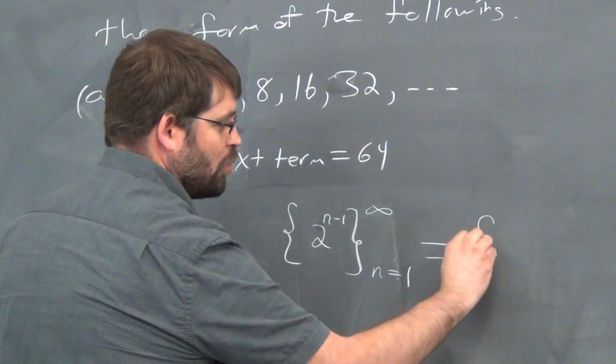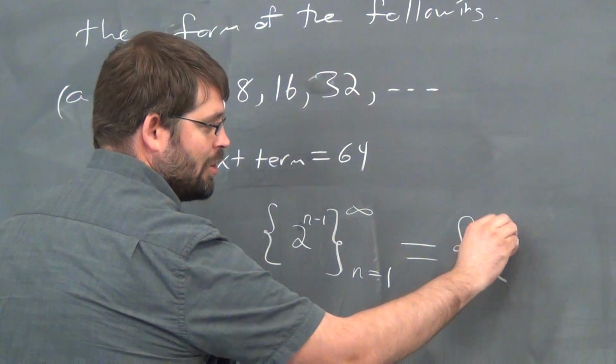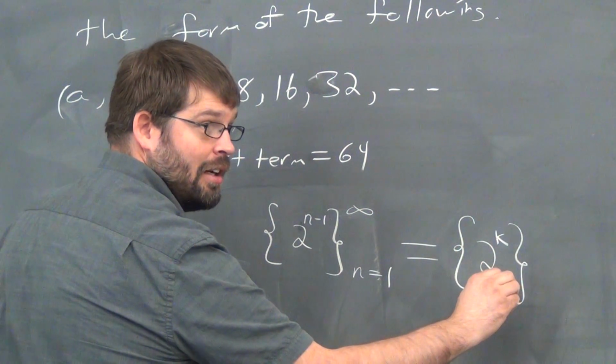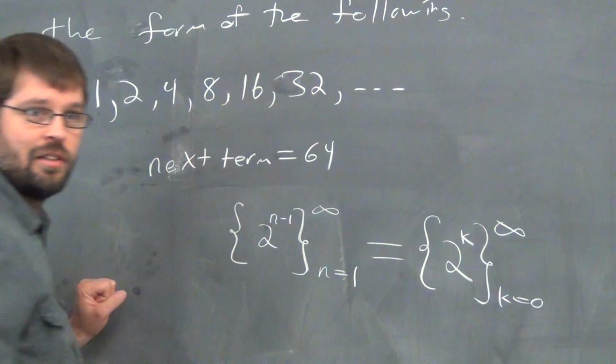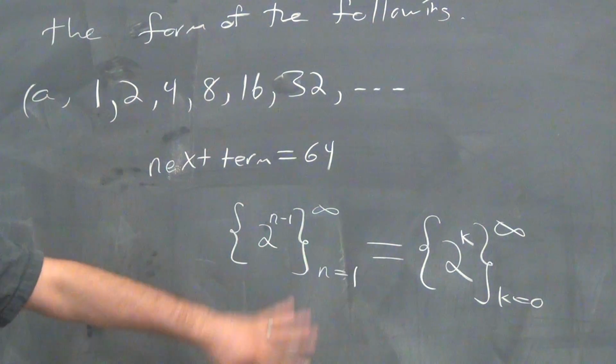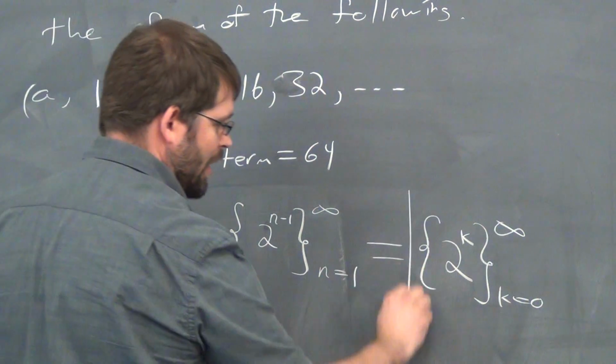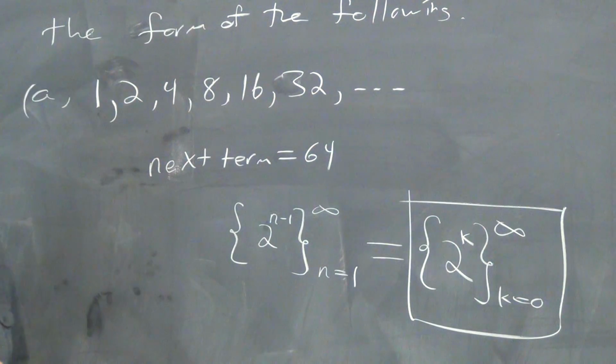You could also have just written it as 2 to the, I'll use another, 2 to the k, right? Where k starts at 0 instead. Does that make sense? And so either one's fine. You don't need both. I probably would have written the second one, but either one's perfectly acceptable. Is that okay? All right, let's try one more here.